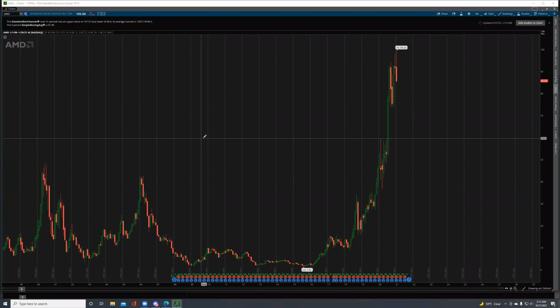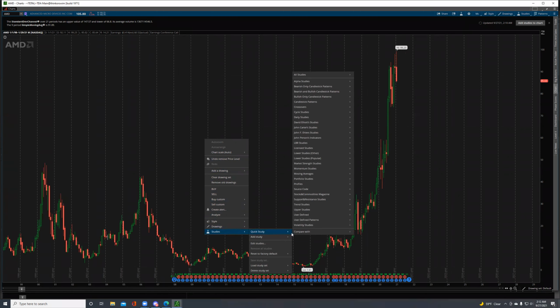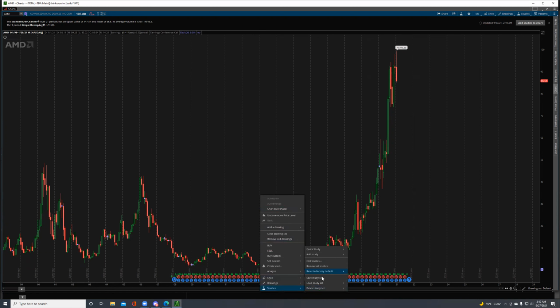So what we're going to do is right click, go to studies, and then quick studies. You have a lot of different studies here that you can add on, including bearish and bullish candlestick patterns. So check this out, doji. It actually gives you a mark on all your doji candles. Now this is more so technical analysis in general, it's not really indicators, so let's remove that.